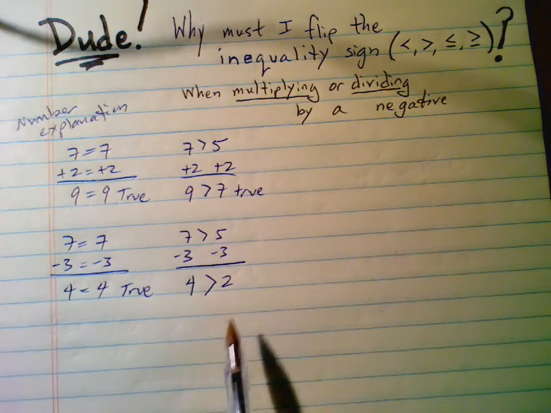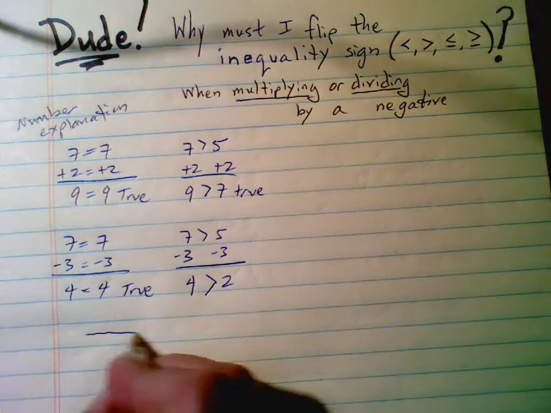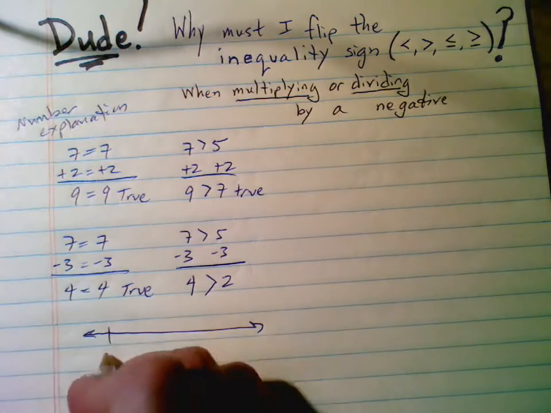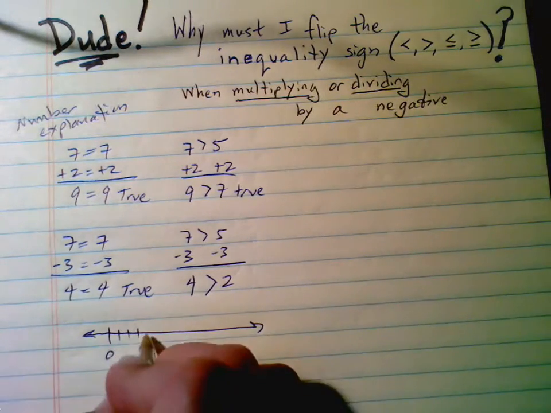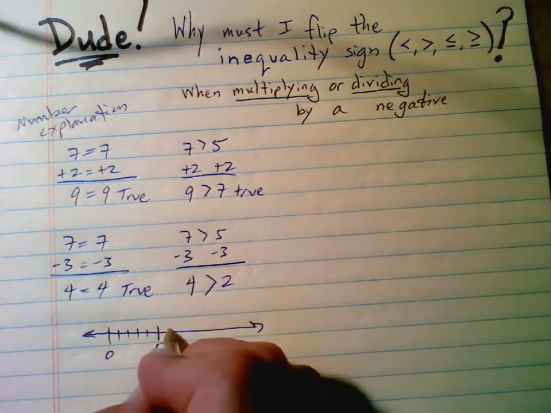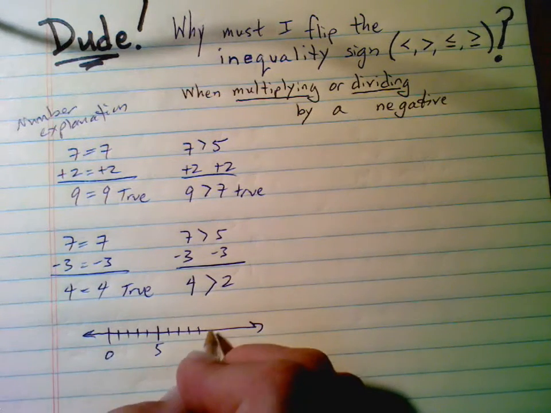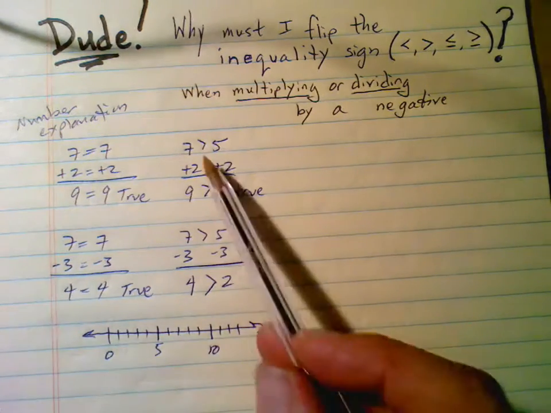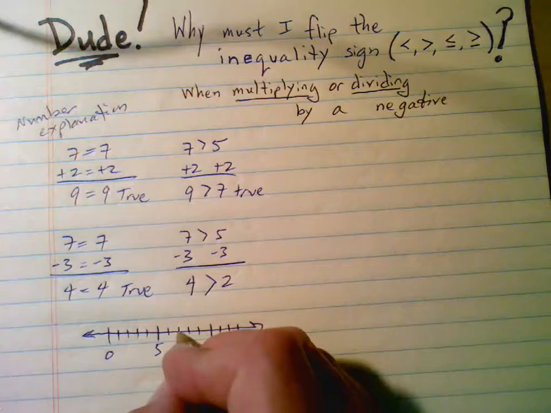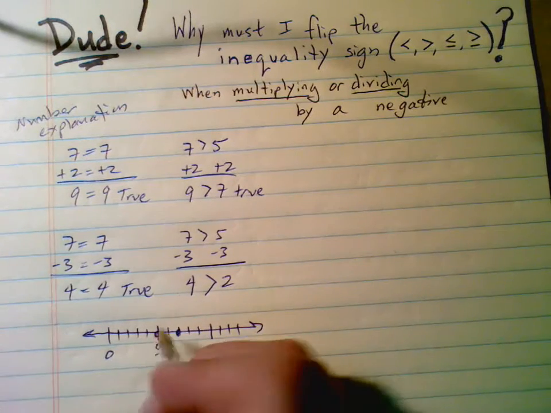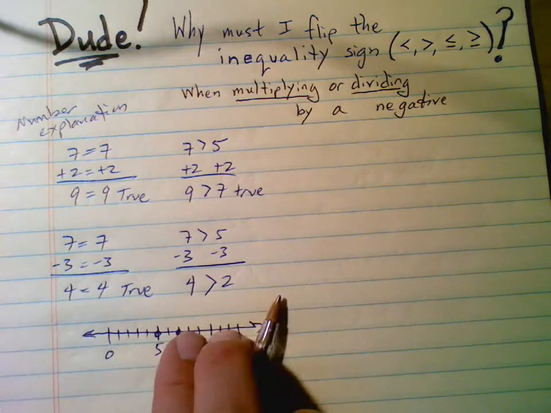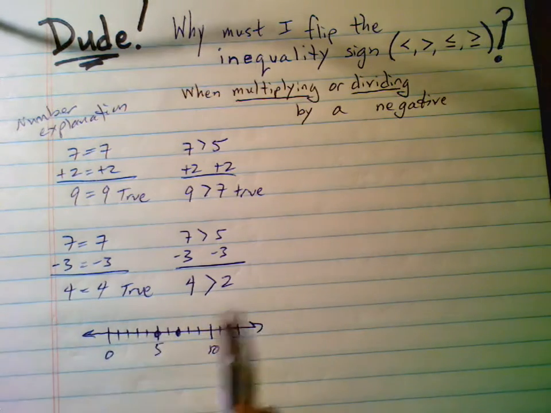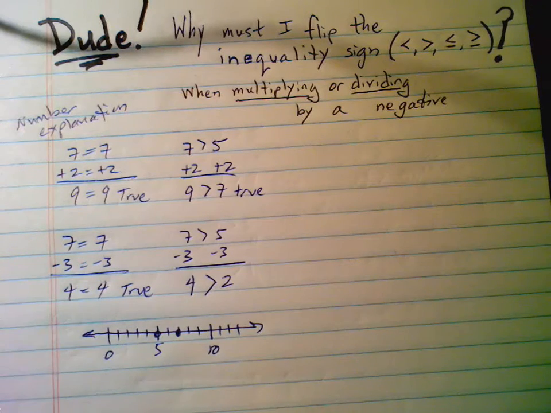And this should make sense because here's our friendly number line. Here's 0, 1, 2, 3, 4, 5, 6, 7, 8, 9, 10, 11, 12, 13, I'll stop there. In the case of this inequality, I had 7 is greater than 5. Adding 2 just shifts everything 2 over this way. Likewise, subtracting just shifts the 2 dots over. But they always stay in the proper spot with each other.